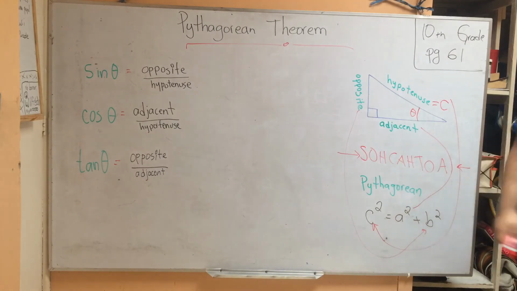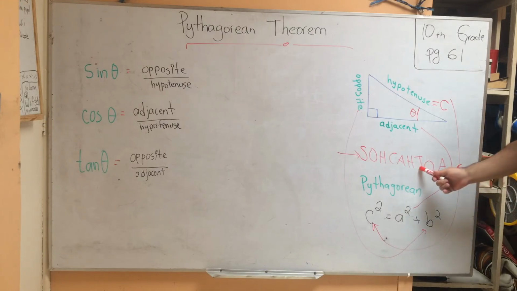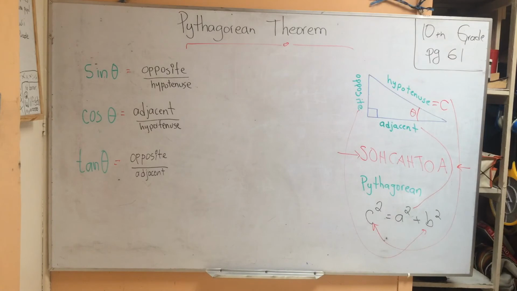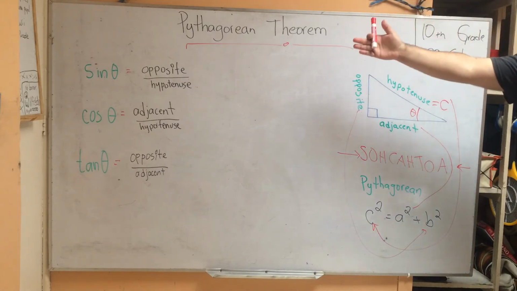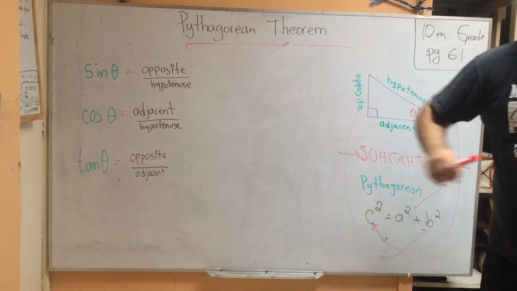So this word is very important because it can help you remember. What do we group with sine? Opposite over hypotenuse. What do we group with cosine? Adjacent over hypotenuse. What do we group with tangent? Opposite over adjacent. So SOHCAHTOA can help you a lot to remember what goes with sine, what goes with cosine, and what goes with tangent.